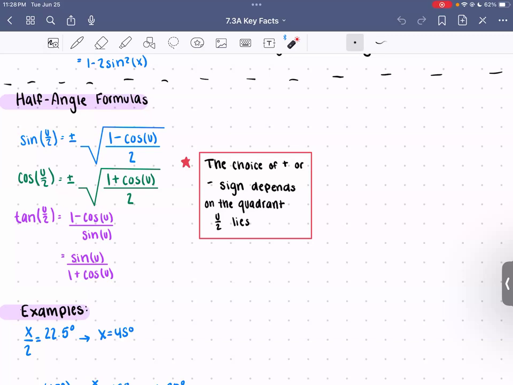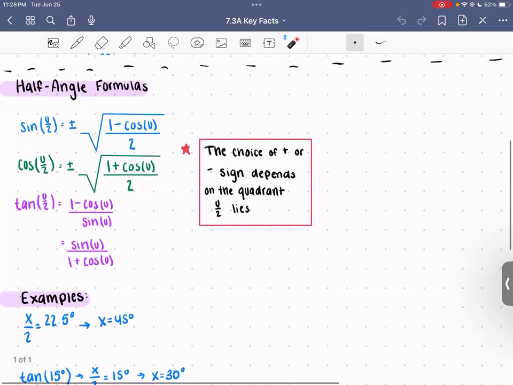And then our tangent half angle, once again, also has 2 different formulas. Both are right. You can choose one to remember. If you prefer one, that's fine. They're both equally the same. So we have 1 minus cosine of u over sine of u, or sine of u over 1 plus cosine of u. And note that this does not have the plus or minus in it.